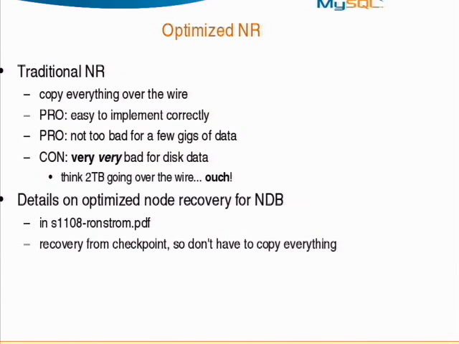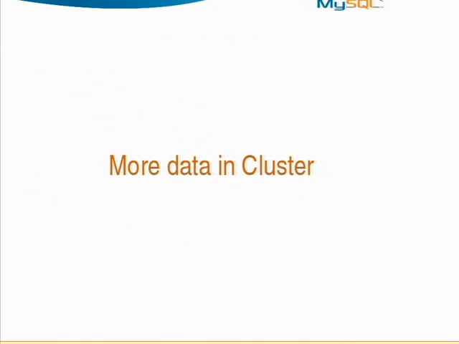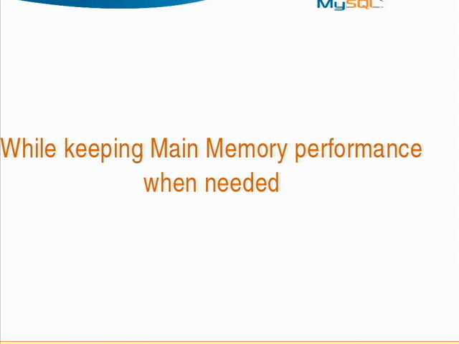So there's a paper out there for the actual algorithm and the things we considered. Basically, what we do now is we can recover from checkpoints. So we copy over a delta across the wire instead of the entire data set, which is quite neat and saves time. And this also works for main memory tables. But naturally, if the disk died in the node, you're going to have to copy everything across. So disk data lets you get more data inside the cluster while keeping main memory performance when needed.